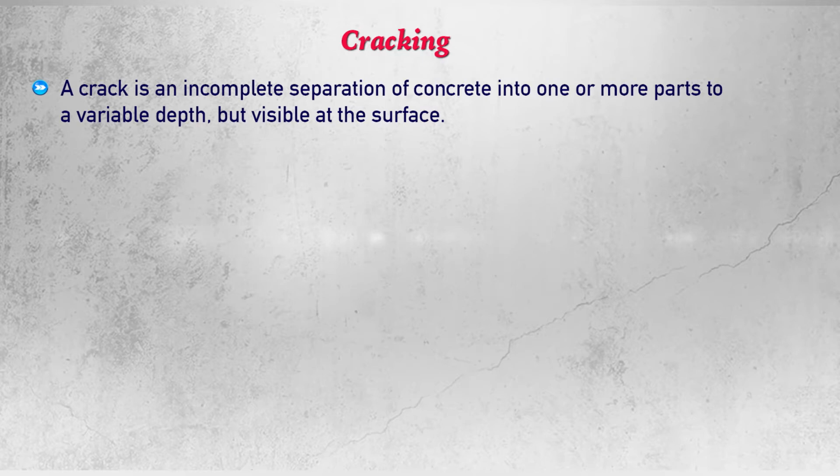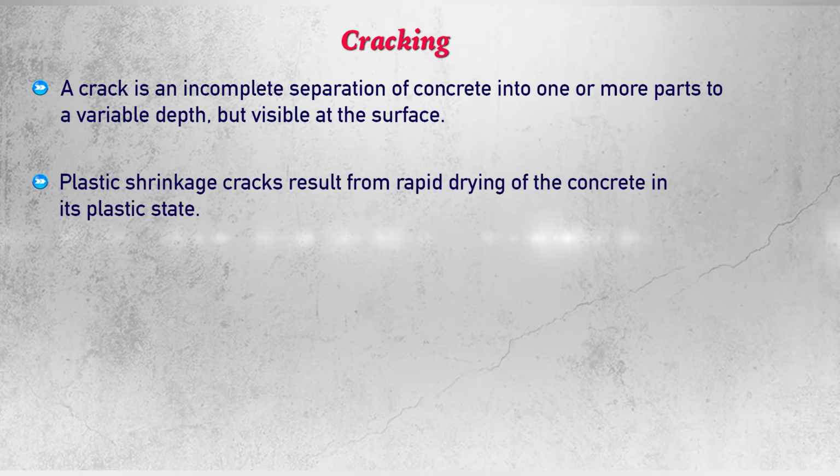Deterioration includes cracking, scaling, spalling and delamination. So if any of these things is there, we will call that deterioration has occurred. We will deal with them one by one. First of all, cracking. What is a crack? A crack is an incomplete separation of concrete into one or more parts, having a variable depth but visible at the surface. Plastic shrinkage cracks result from rapid drying of the concrete in its plastic state.